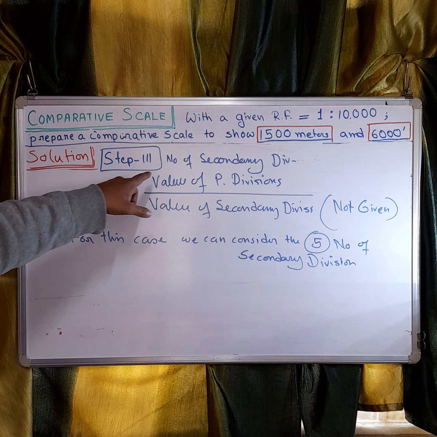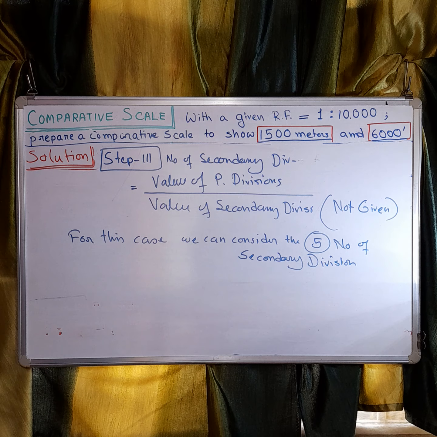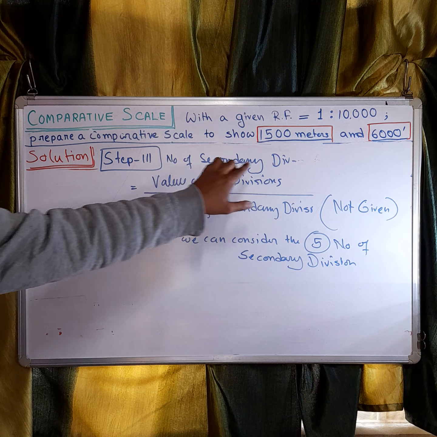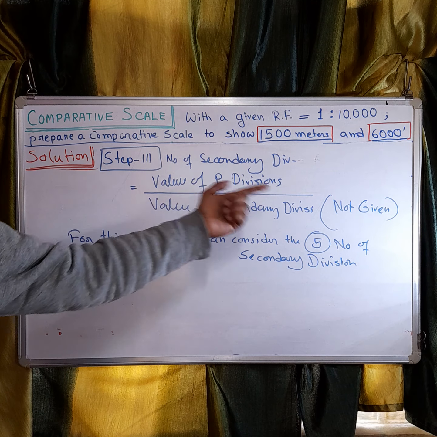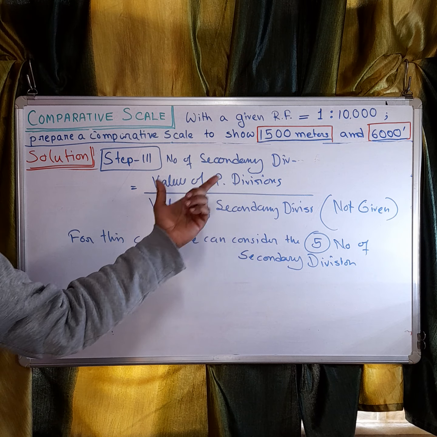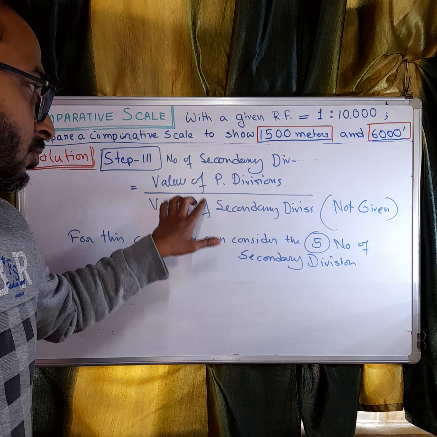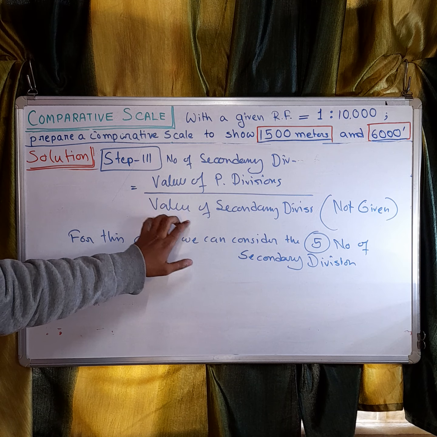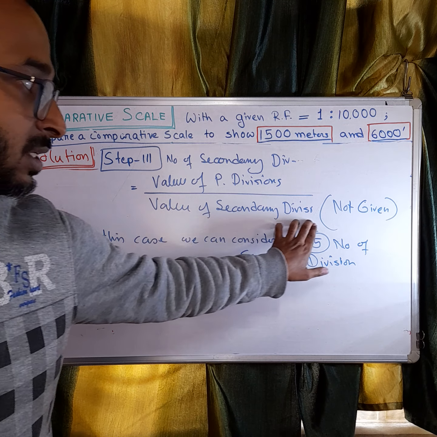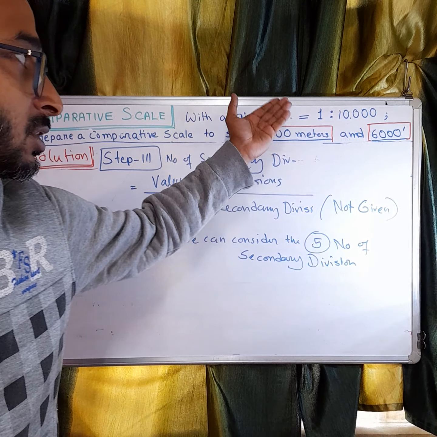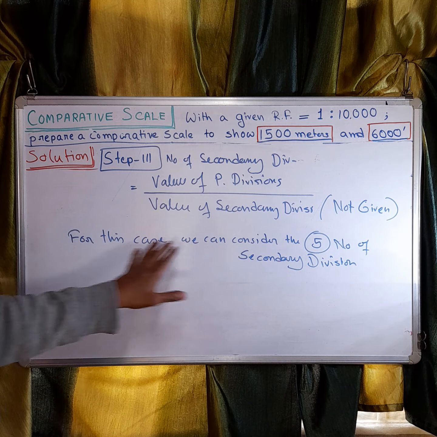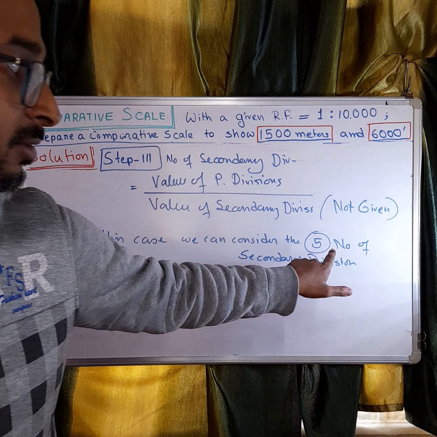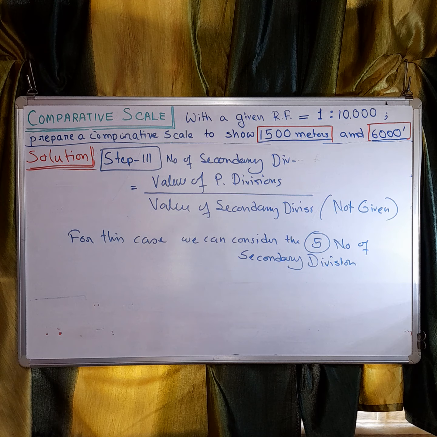Here in step 3, the number of secondary divisions will be calculated. For the number of secondary divisions, the formula is the value of a primary division divided by the value of a secondary division. Here we have found the value of one primary division, but the value of the secondary division is not given in this question, so in this case we can consider 5 secondary divisions.